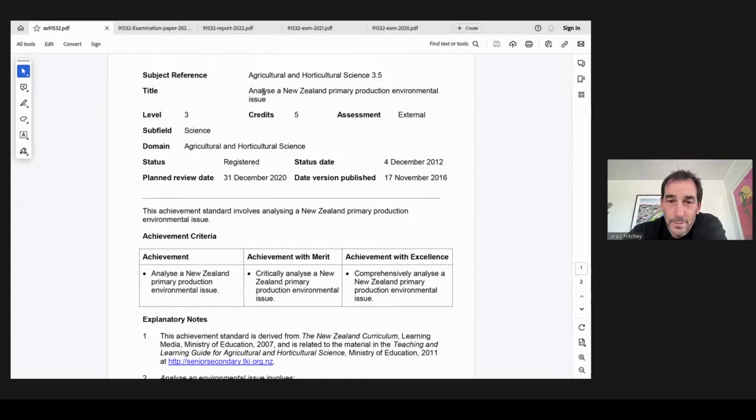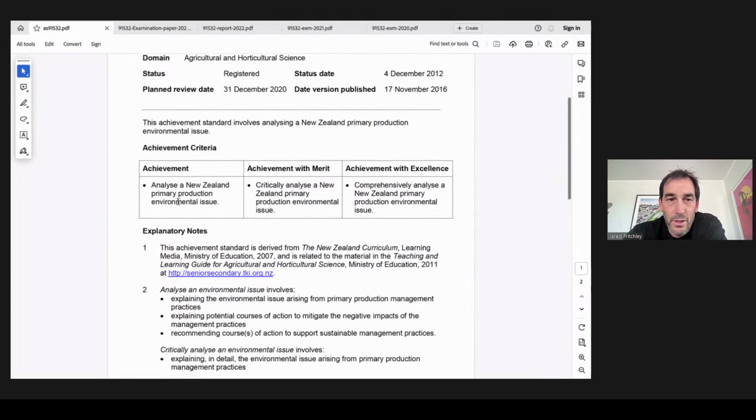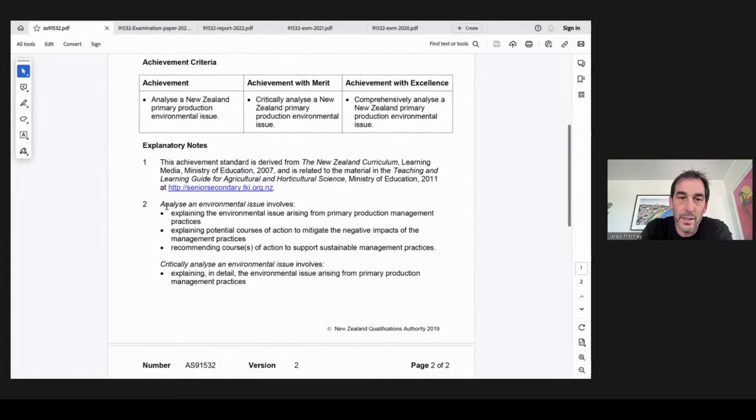If we squiz down to the criteria, not a lot exciting here about the criteria, but we do see the difference, and we can unpack it further. So if you guys want to get a pass, you've got to be able to analyse a New Zealand primary production environmental issue. The step up to merit is critically analysed, and the excellence is comprehensively analysed. And of course, that doesn't mean much until we get down to looking down here.